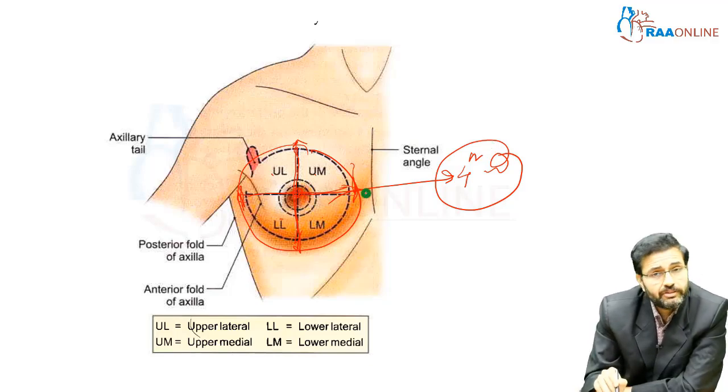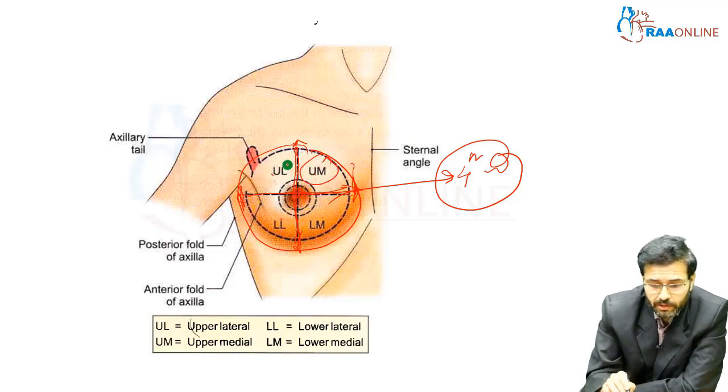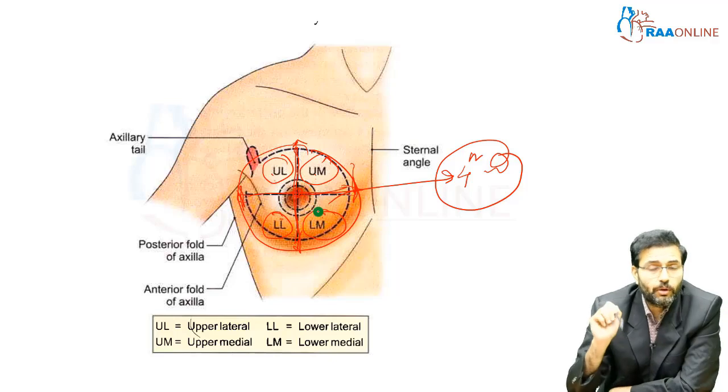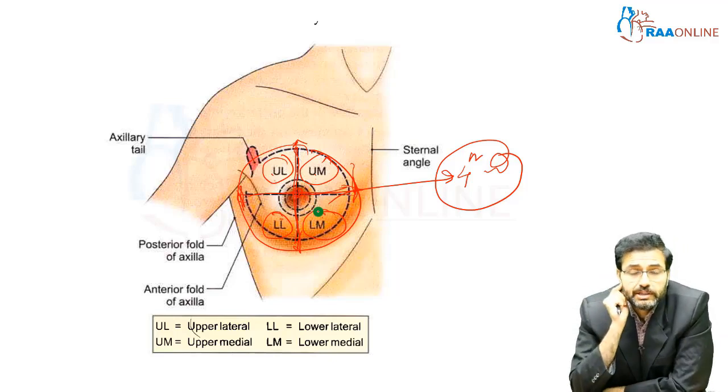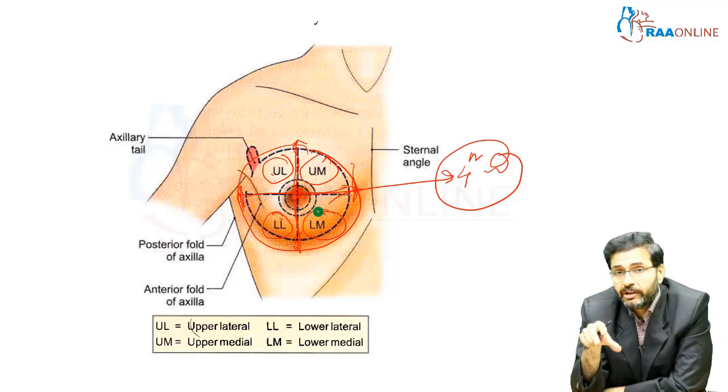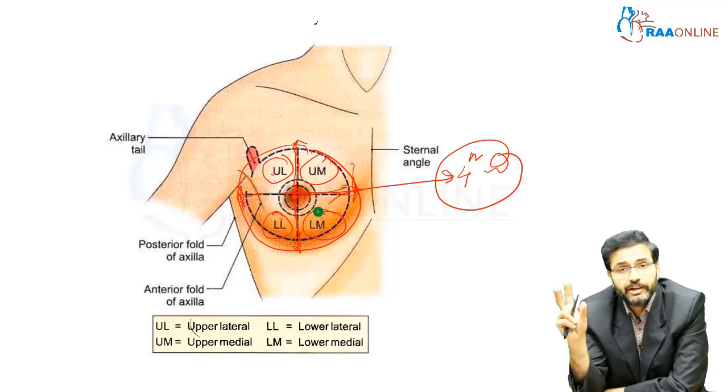Now, based on this division, you can divide the breast into 4 different quadrants. This will be the upper medial quadrant, this one will be the upper lateral quadrant, the lower lateral quadrant, and the lower medial quadrant. This is very important because in this era of breast conservation surgeries, having a good understanding of the quadrant division of the breast is of great importance.